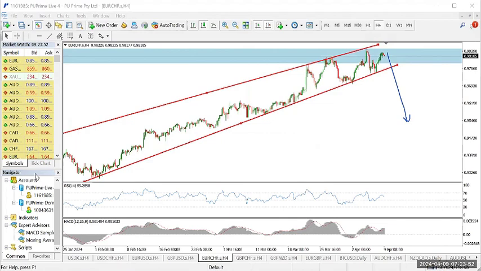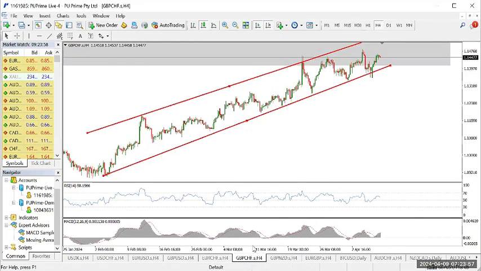And also, we've been bearish on the GBP CHF. Likewise, it is equally a rising wedge on the 4-hour, still expecting a bearish breakout.